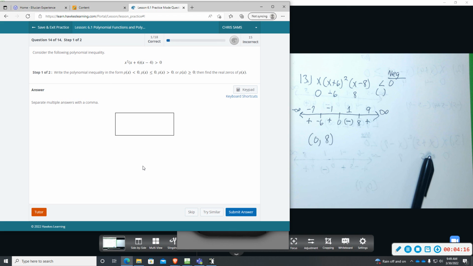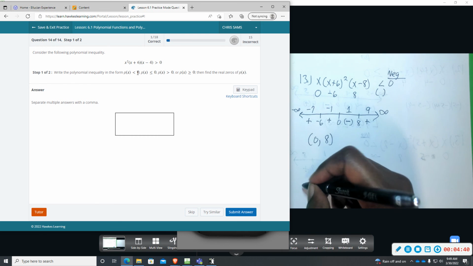All right, and then 14, it says write the polynomial in one of these forms, which is already done, and then it says find the zeros. So it's already in this form. You don't have to do that. I don't know why it says to do that, but it does. All you have to do is find the zeros. So what makes these 0?